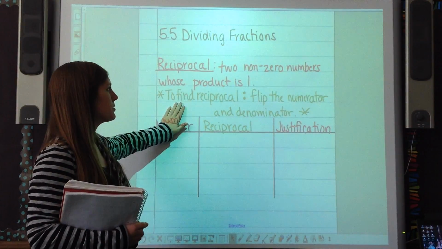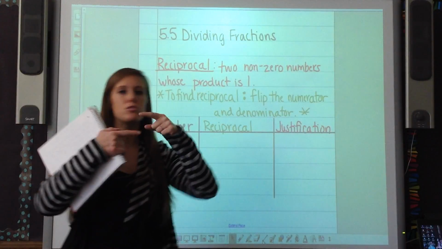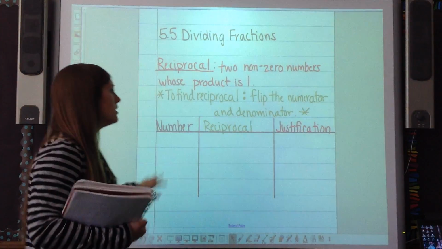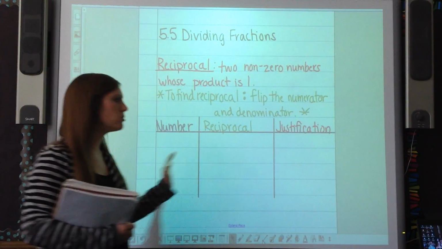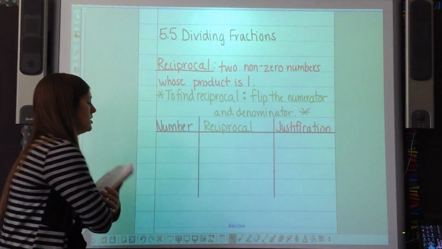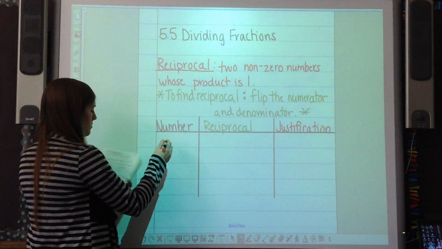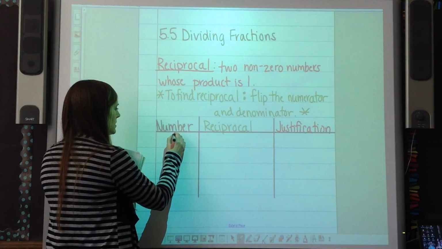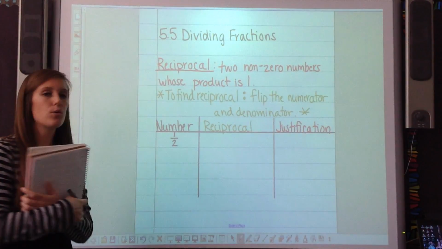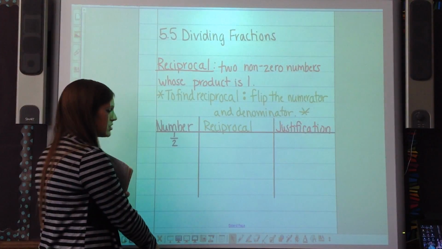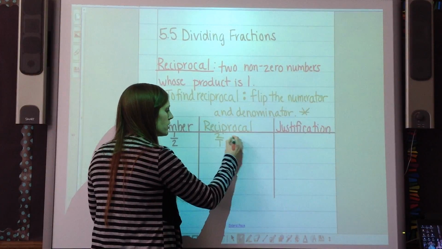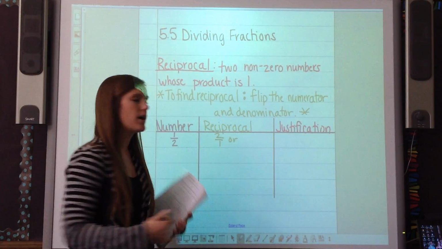To find a reciprocal, you flip the numerator and denominator. You just switch them. The numerator becomes the denominator and the denominator becomes the numerator. So let's find some reciprocals and prove that they're reciprocals by using the definition. The justification is the proof. Let's say they give you a fraction such as, let's do 1/2. The reciprocal of 1/2, you just flip the numerator and the denominator, is 2/1, or simplified, 2 divided by 1 is 2.